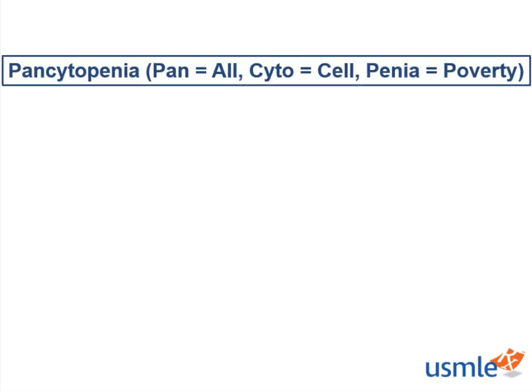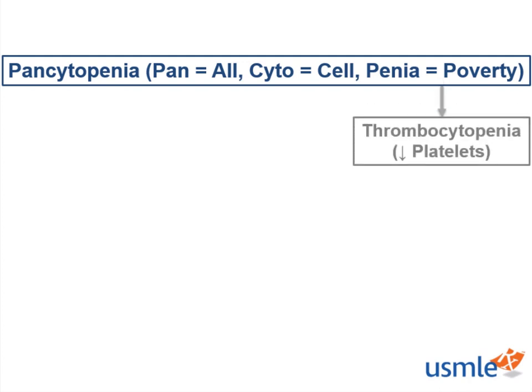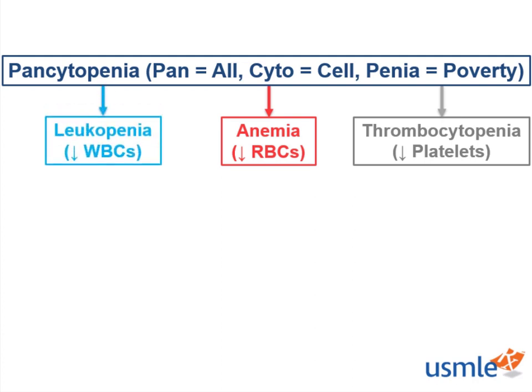Let's start by defining pancytopenia. Pan means all. Think COVID-19 pandemic, an infectious outbreak all around the world. Cyto means cell, and penia means poverty. So there is a poverty of all 3 cell lines produced by the bone marrow. This includes thrombocytopenia, or a low platelet count, anemia, or a low red blood cell count, and leukopenia, or a low white blood cell count.